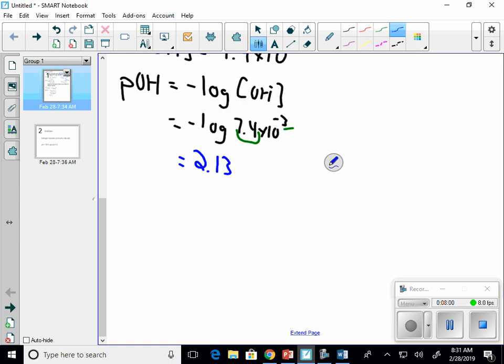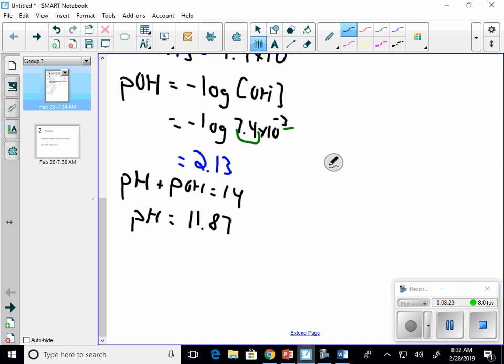And that's where, when you're given a base like in this problem, you have to be aware. If you wanted to solve for the pH, pH plus pOH equals 14. So now I can solve for my pH by subtracting this from 14. And if I subtract that from 14, I get 11.87.